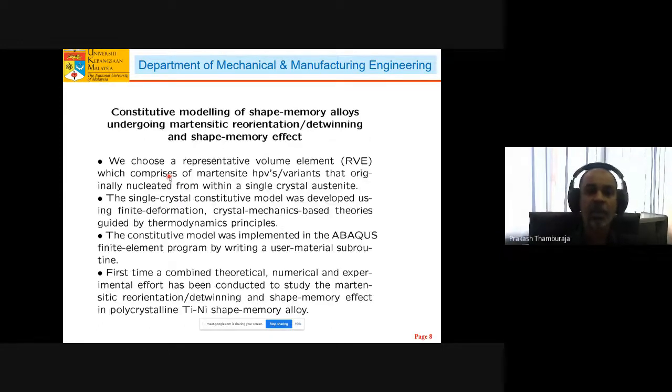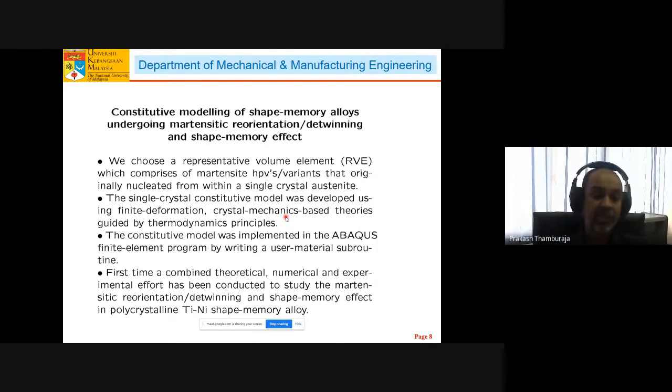When you're developing a constitutive model or mathematical model, as I mentioned previously, you need to choose a representative volume element. In this particular case, we've chosen an RVE, or representative volume element, of a space which is originally occupied by a single crystal austenite, but upon cooling will comprise martensite habit plane variants or LCV variants. And we've developed a single crystal constitutive model.